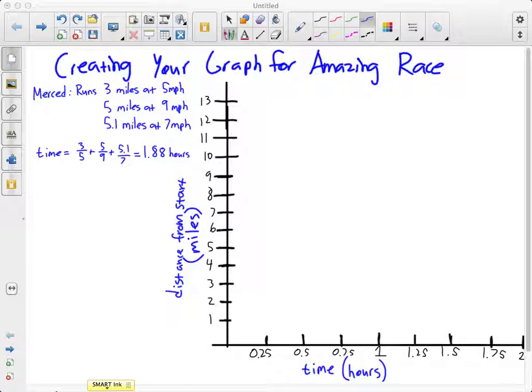And notice the time is in hours, because when you're trying to graph something, if you try to do it in hours and minutes, it's going to get a little bit weirder. So just keeping all of the time in hours is going to make your graph a lot simpler.